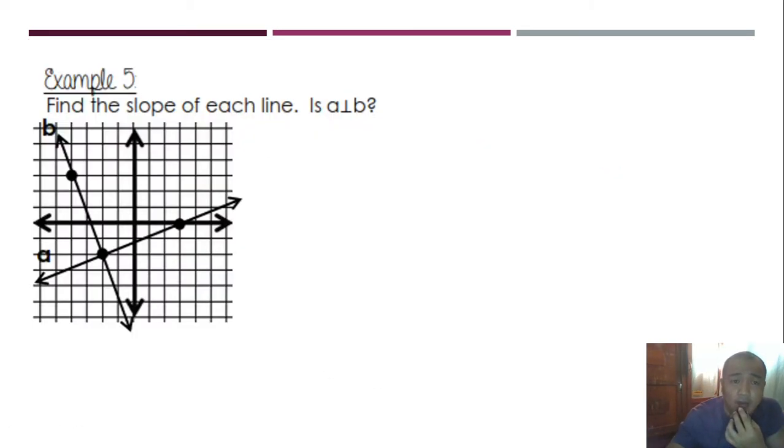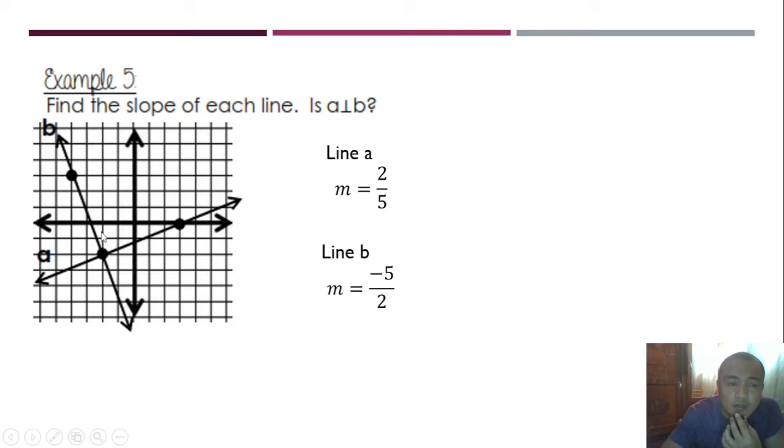How about the next example? Find the slope of each line. Is A perpendicular to B? Let's start with the slope of A. 1, 2 over 1, 2, 3, 4, 5. Correct, 2/5 is the slope of line A. How about the slope of line B? Negative 1, 2, 3, 4, 5 all over 2. Correct. Negative 5/2 is the slope of line B. 2/5 is the slope of line A.